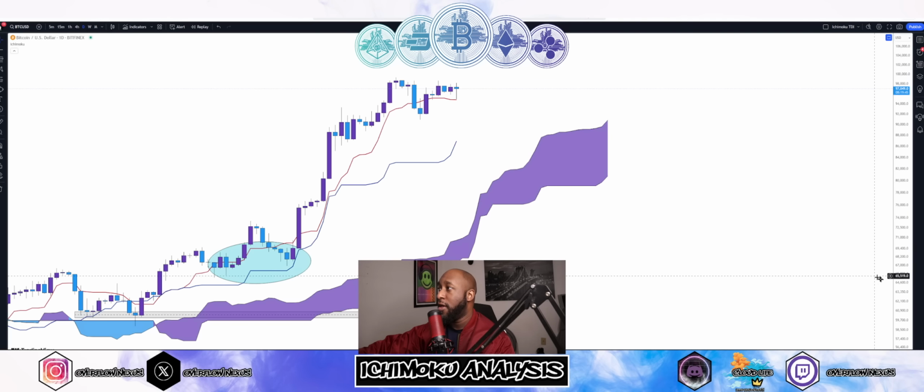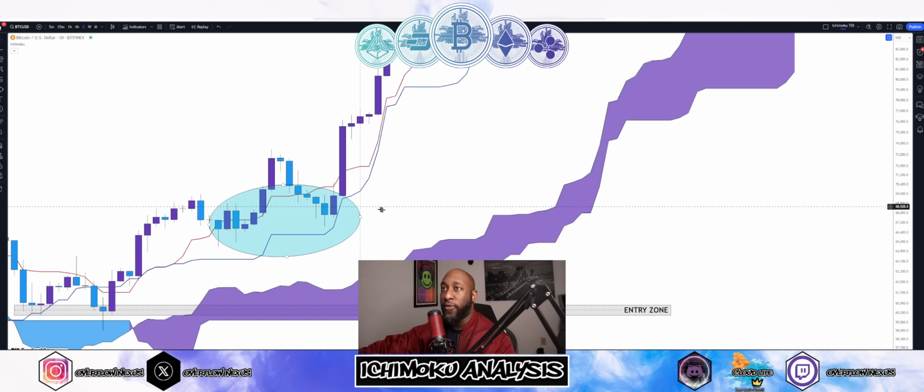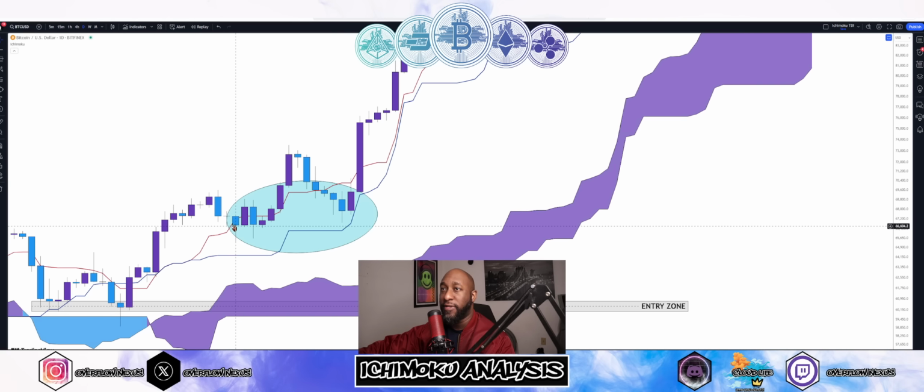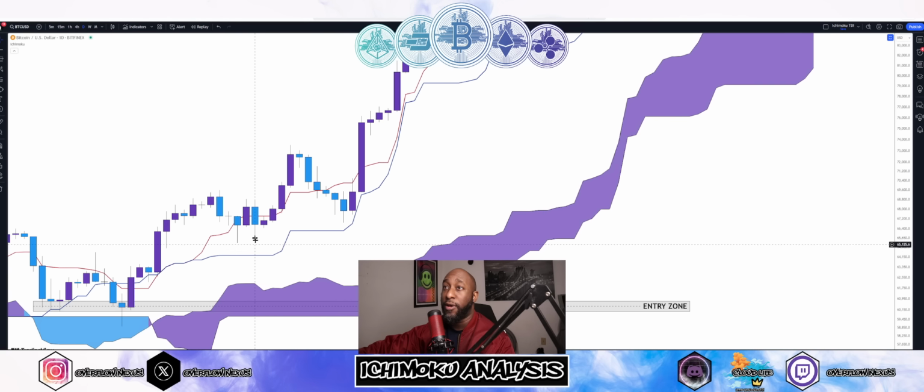So what I tend to look for, once I see price dip into this area, I start to look at the market to see if price is going to range in here or start to push higher or lower. So in this case, we're looking for the market to push higher. The reason why is because we're focusing on this TK crossover right here, which was bullish. So we'll take a look at that.